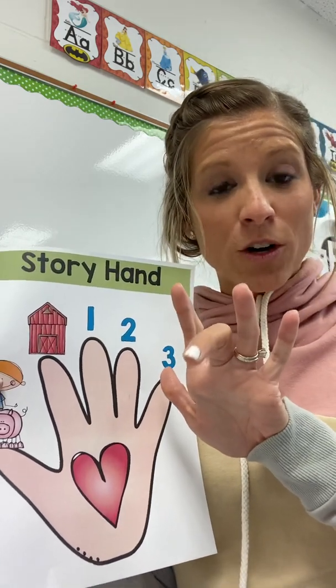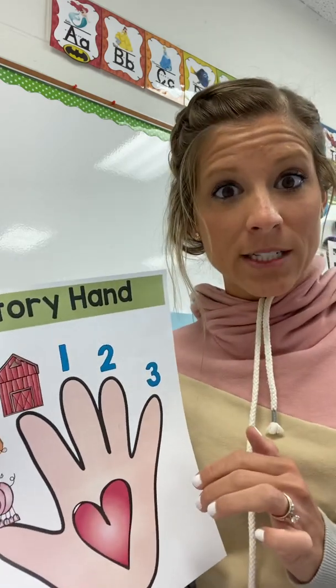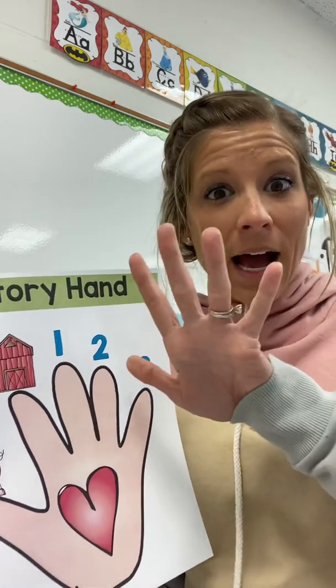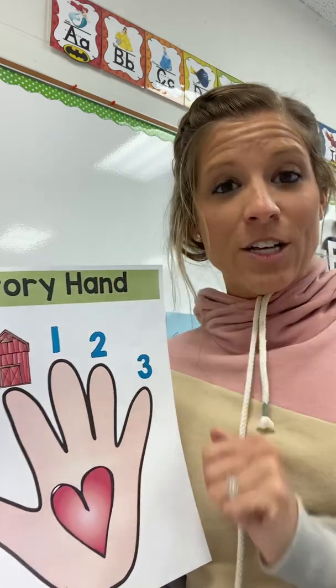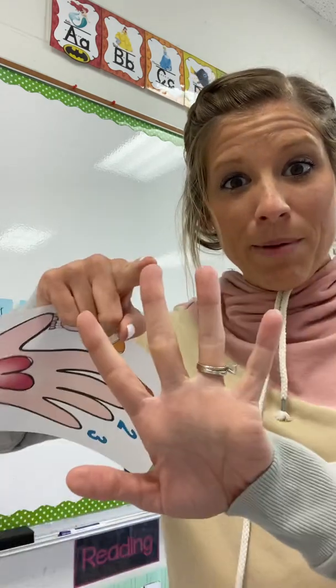So we have the characters, the setting. Next, we need to make sure that we remember a beginning to our story. Just like when we read a book together, we have a beginning, a middle, and an end. So this story hand is to help us remember those parts of a story. Beginning, middle, and end. So let's hold up your hand and let's name those parts again. We need to remember the characters, the setting, and beginning, middle, and end. Our story needs all of those parts or it won't really make sense. So that's what we're going to practice today.